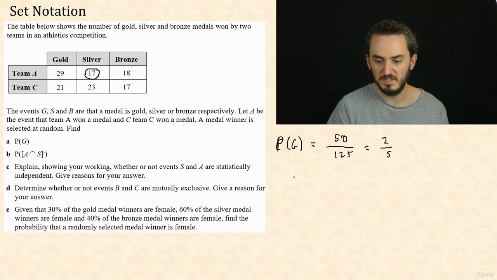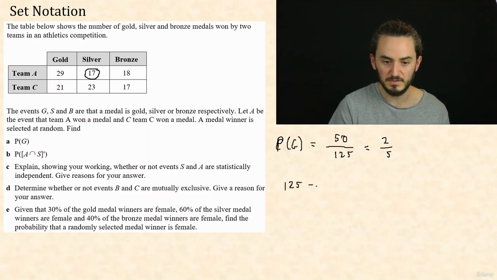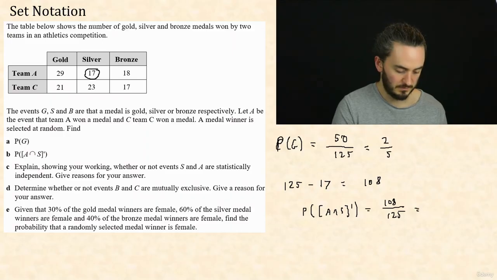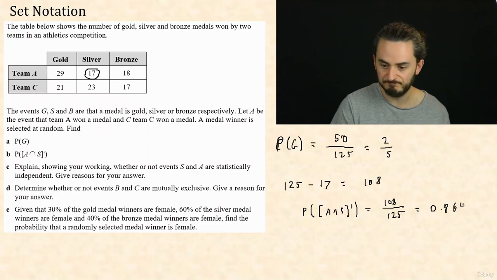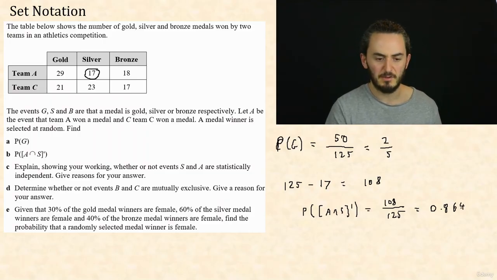Well, I could add these up, or I could be sneaky and say if there are 125 competitors and I want to just get rid of the ones who are in Team A that won silver, I'd just do 125 minus 17. So there were 108 competitors who were not in the A and S group. So the probability of not A and S is 108 divided by 125. I'm sure this simplifies nicely. No, it does not. So I could leave it like that, or I could have it as a decimal. Okay, so that's how the set notation can crop up in a probability question.